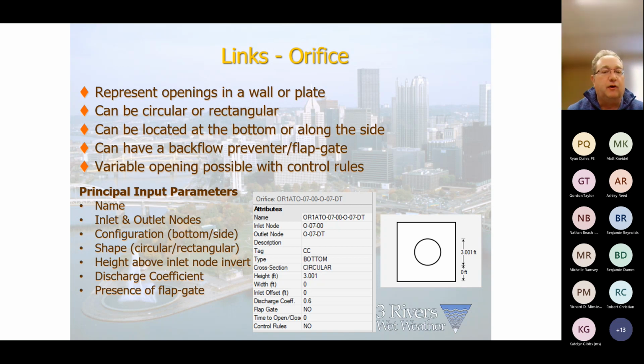So you put in your name, your inlet and outlet nodes, just like the conduits. The configuration is a bottom or a side, the shape, circular or rectangular, the height above the invert at the node, the discharge coefficient, and again, does it have a flap gate?